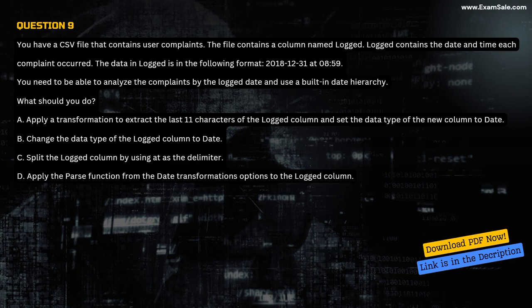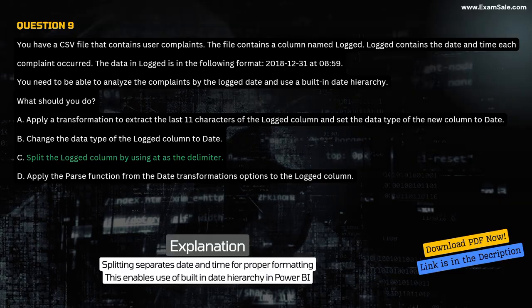A. Apply a transformation to extract the last 11 characters of the logged column and set the data type of the new column to date. B. Change the data type of the logged column to date. C. Split the logged column by using "at" as the delimiter. D. Apply the parse function from the date transformations options to the logged column. Correct answer: C. Split the logged column by using "at" as the delimiter. Explanation. Splitting separates date and time for proper formatting. This enables use of built-in date hierarchy in Power BI.